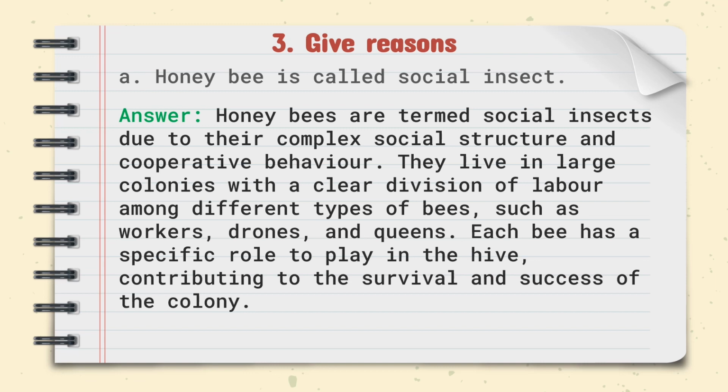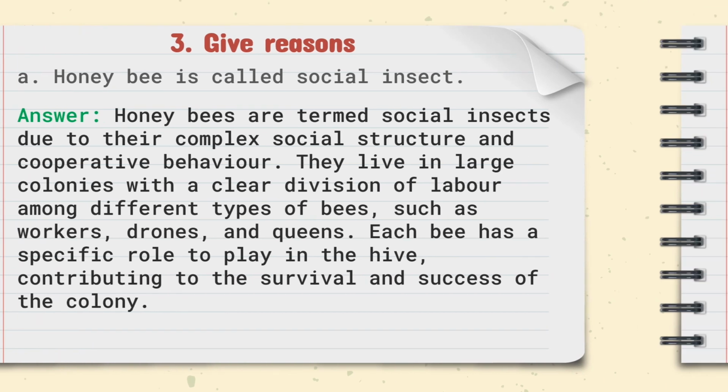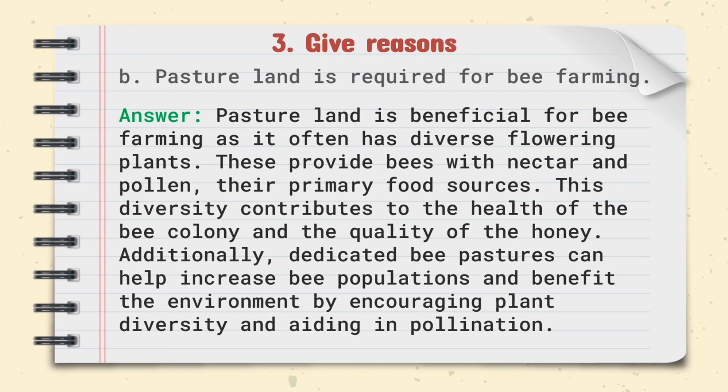Long answer questions. 1. Honey bee is called a social insect. Honeybees are termed social insects due to their complex social structure and cooperative behavior. They live in large colonies with a clear division of labor among different types of bees, such as workers, drones, and queens. Each bee has a specific role to play in the hive, contributing to the survival and success of the colony.